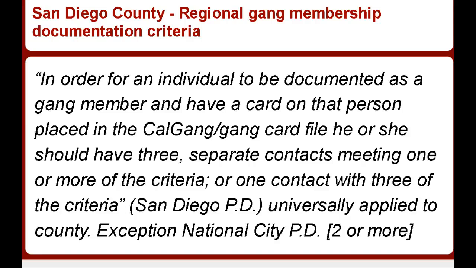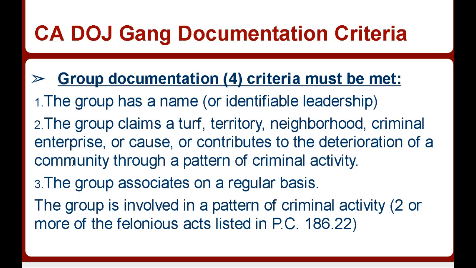Now, in this county, we've taken it a little step further as far as being a little bit more conservative in our documentation criteria for a gang member. In order to be documented and have your information put into CalGangs, you should have 3 separate contacts, meaning 1 or more of the criteria, or 1 contact with 3 criteria. So in other words, you have 3 separate contacts with, say, any one of these criteria, or you have 1 that meets any of these criteria.